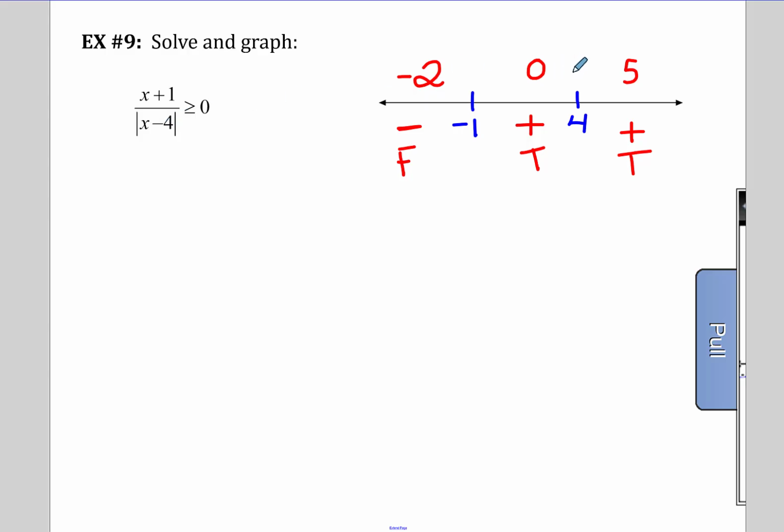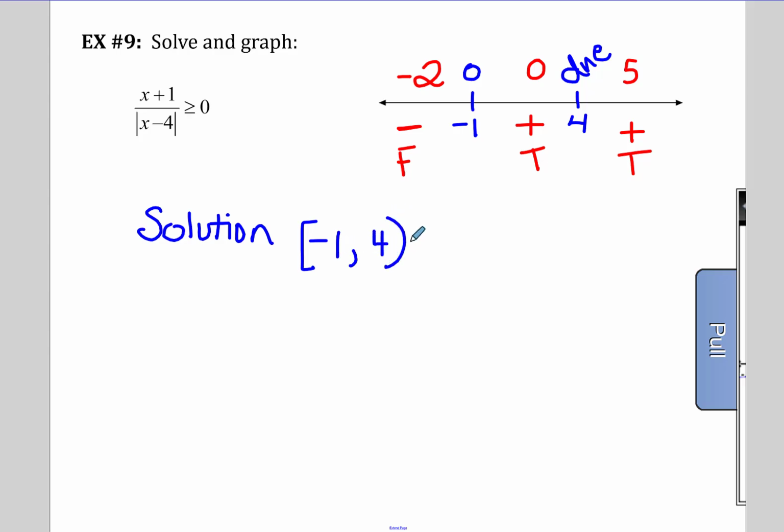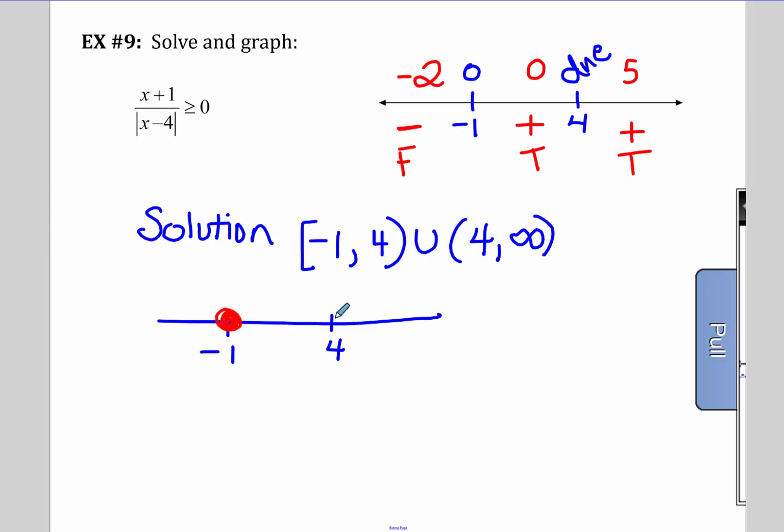But what's happening? This is a vertical asymptote, right? We can't do that. And this is a 0. So our solution would be including -1 up to 4, that's a vertical asymptote, on the other side of the vertical asymptote to infinity. And if you had to draw the graph, because that's what they wanted us to do, between -1 and 4, we would close up -1, but skip over 4 and shade all the way to infinity.